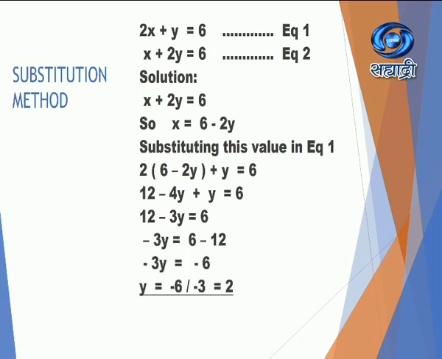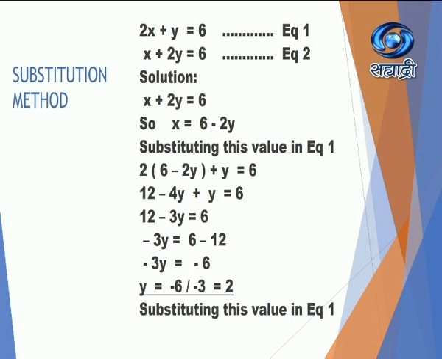Now we have to find out the value of y. It is minus 3y equal to 6 minus 12. As we know, the sign changes when a number shifts from left hand side to right hand side or right hand side to left hand side. So minus 3y equal to minus 6. Therefore, y is equal to minus 6 upon minus 3, which comes out to be 2. So thus we get y equal to 2.